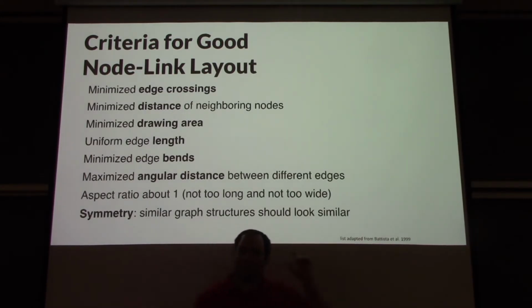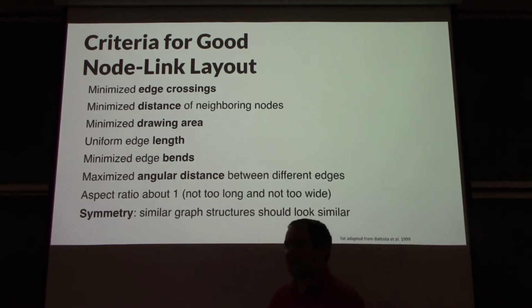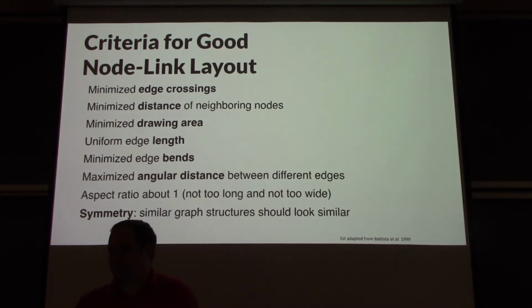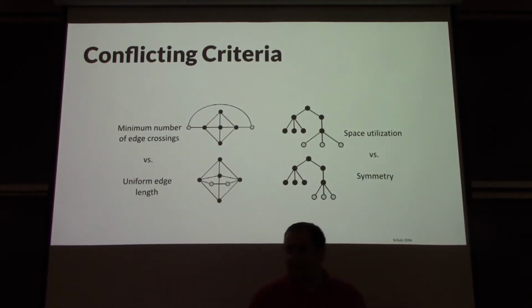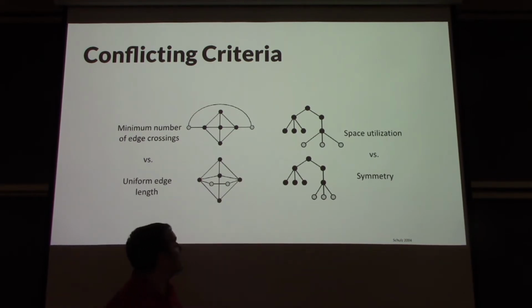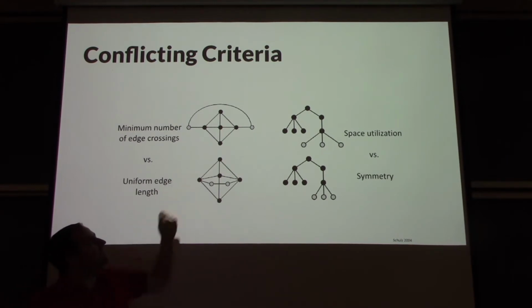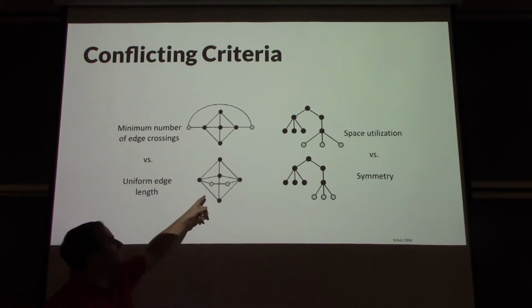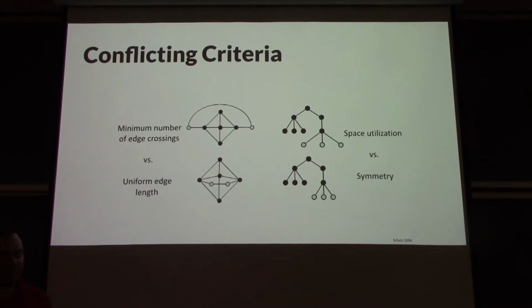So can anybody spot the problem here? Why is this problematic? All of these, I could in theory develop a layout algorithm that optimizes for all of those, couldn't I? No, they can be conflicting. For example, here we have minimum number of edge crossings versus uniform edge lengths. This graph can be rendered like this without any edge crossings, but then we have one edge that is a lot longer than the others.